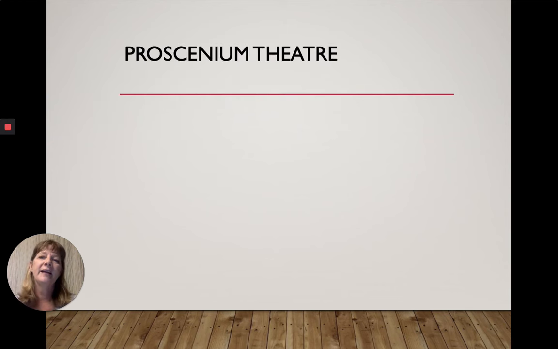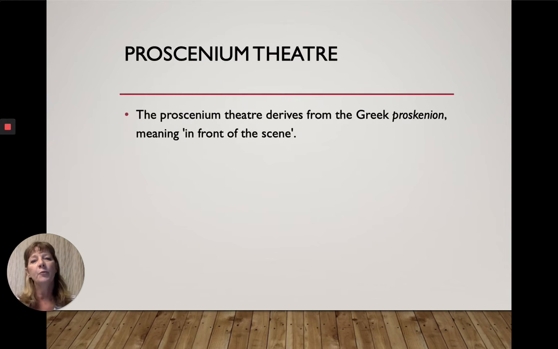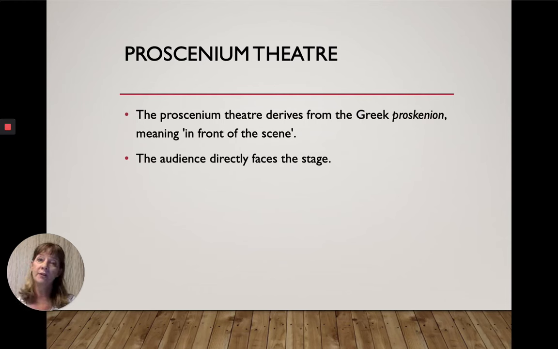So let's look at examples of each of these, okay? The proscenium comes from a Greek word, proskenion, which means in front of the scene. It's going to look like a picture frame, but the audience sits directly in front of the stage and faces it. If you have a theater in your school, you most likely have a proscenium stage. It could be a cafetorium where the stage is right in front, or it could be an auditorium where you have an audience that sits facing the stage.